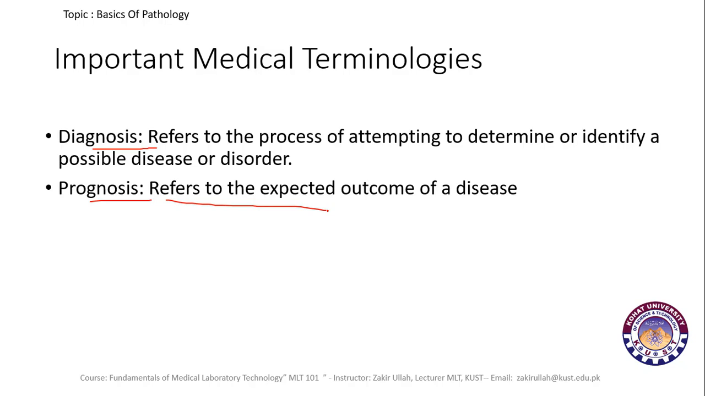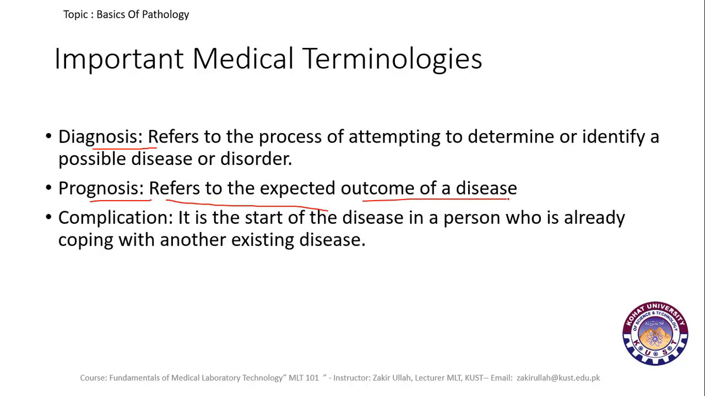This is called a good prognosis, and if the person does not recover from the disease, this type of prognosis is a bad prognosis. So, prognosis is basically the expected outcome of a disease.